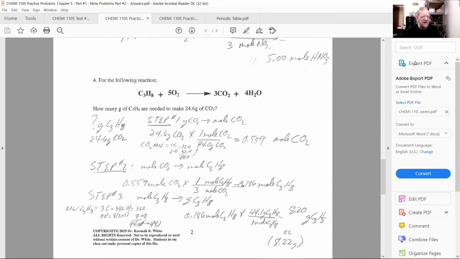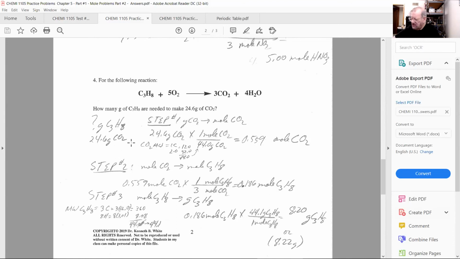Thumbs up, people. Do you see the following reaction? C3H8 plus 5O2 gives you 3CO2 plus 4H2O. How do you do this? The question is, how many grams of C3H8, propane, are needed to make 24.6 grams of CO2? What are you being asked to find? Grams of C3H8. What are you given? Grams of CO2, carbon dioxide.